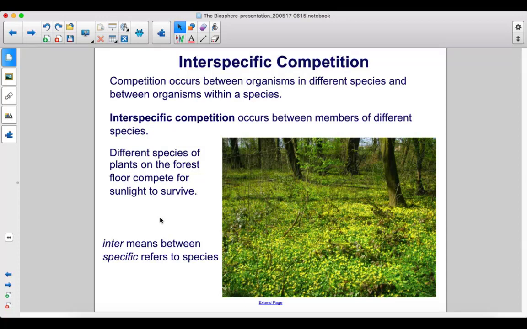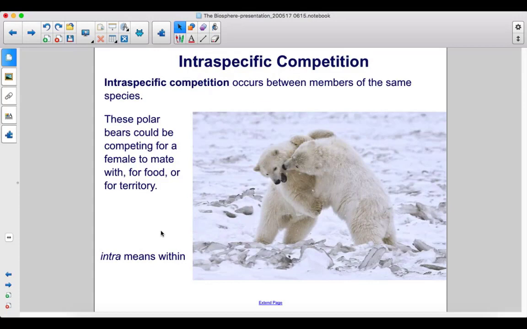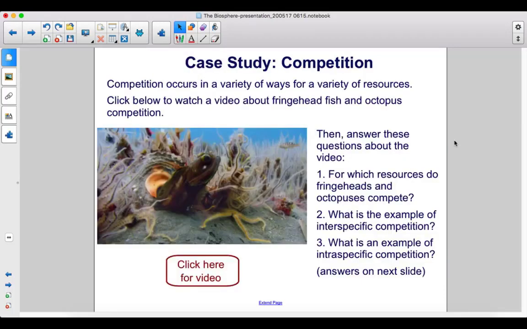Interspecific competition occurs between members of different species. Different species of plants on the forest floor compete for sunlight to survive. Inter means between, specific refers to species. Intraspecific competition occurs between members of the same species. These polar bears could be competing for a female to mate with, for food, or for territory. Intra means within. Competition occurs in a variety of ways for a variety of resources.